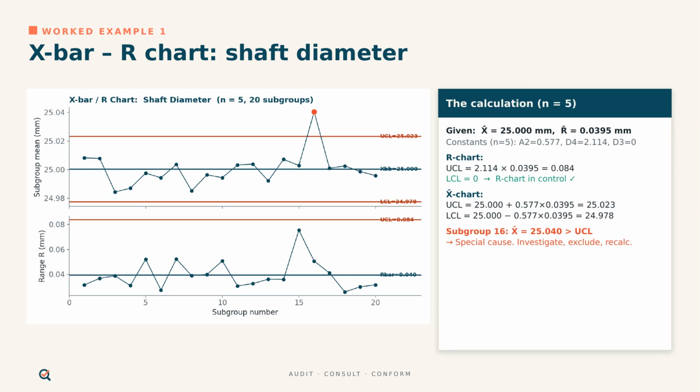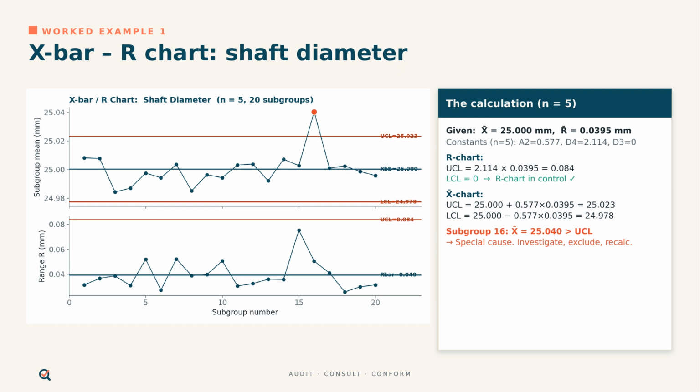We're charting a shaft diameter, subgroups of 5. The grand average comes out at 25.000 millimeters, and the average range at 0.0395. For a subgroup of 5, the constants are A2 0.577, D4 2.114, D3 0. The range chart upper limit is D4 times the average range, about 0.084, with a lower limit of 0, and the range chart is in control. Good. Now the average chart.